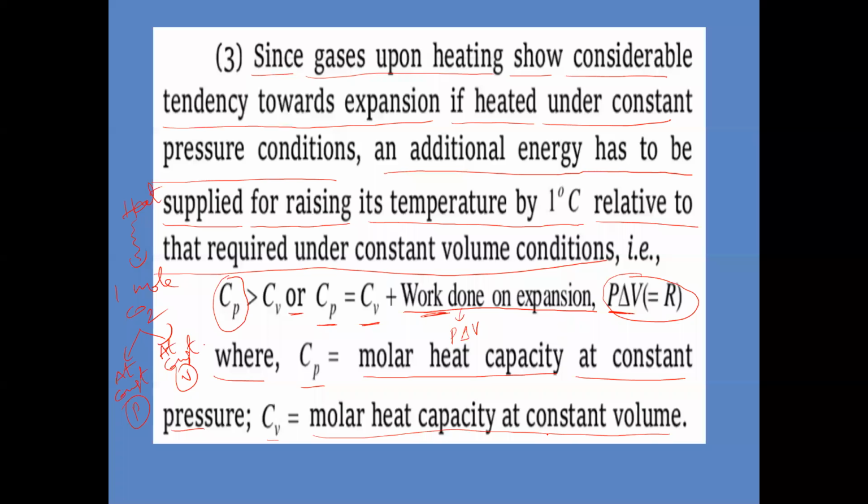So between Cp and Cv, the Cp value is slightly more than the Cv value. And what is the relation between Cp and Cv? Cp is equal to Cv plus the work done on expansion. This work done on expansion will be taken as equivalent to R. R is the universal gas constant. So what we can take now is this equation, Cp minus Cv.